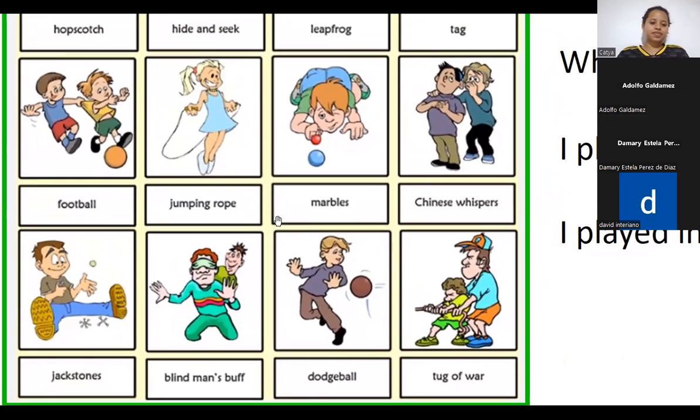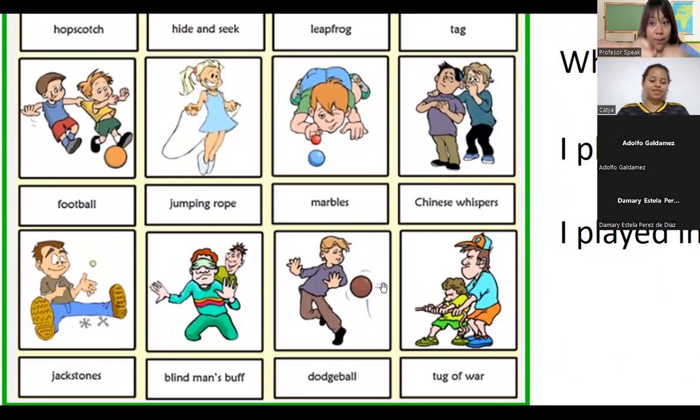Yes, and we have jumping rope. What is that? Salta cuerda. Marbles. Do you play marbles? Yes, with my brothers. Oh, and do you collect the marbles? Yes, different colors. Really? Yes. Wow. There were big ones, remember, very, very big. Yeah. Chirolones. I love it.